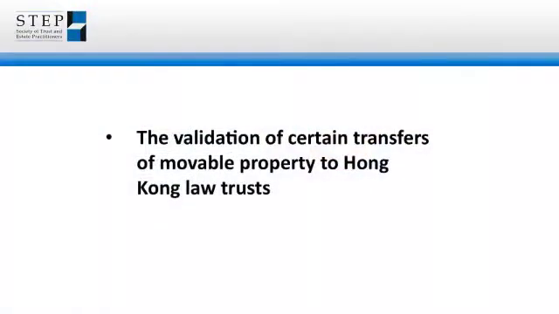I now turn to provisions concerning the validation of certain transfers of movable property to Hong Kong law trusts, or as they are known colloquially, the forced heirship provisions. The provisions provide that foreign succession laws do not affect the validity of transfers of movable property to certain Hong Kong trusts. Those trusts are trusts which are governed by Hong Kong law and have a trustee which is a resident of Hong Kong, if an individual, and if the trustee is a corporation, if that trustee is either incorporated in Hong Kong or centrally managed and controlled in Hong Kong.